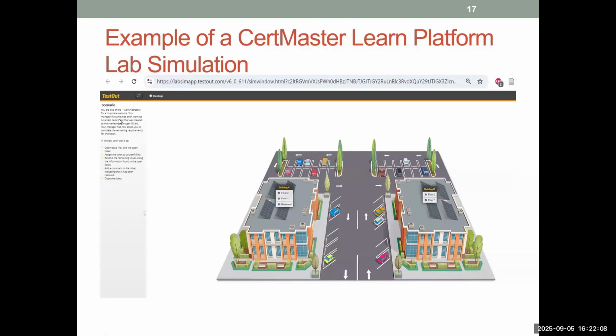So this is an example of what it looks like. This is what I'm talking about when it still says TestOut, but that would say CompTIA now. So you would get a scenario. This is your problem. And you have to know or be able to find out how to do all of the different tasks that would address these particular issues. That's how it looks.